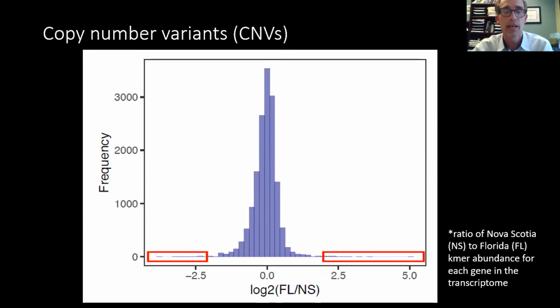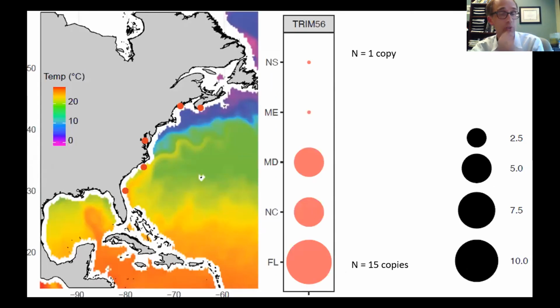But you have some on these tails here, and there were dozens of them that really are way out on the tails of the distribution for copy number variants that are overrepresented or underrepresented in a particular genome. And one of those that really popped out initially was this one called TRIM56, which showed huge copy number variation from a single copy in the highest latitude to up to 15 copies of this gene.